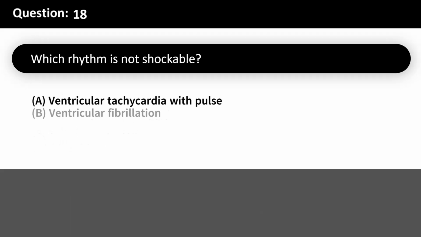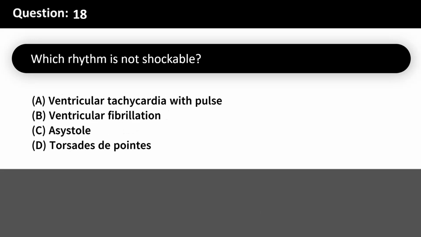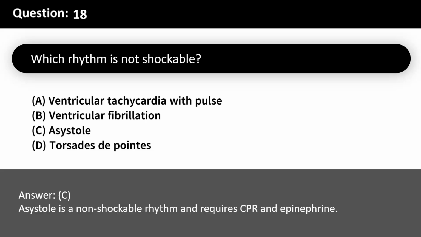Which rhythm is not shockable? A. Ventricular tachycardia with pulse. B. Ventricular fibrillation. C. Asystole. D. Torsades de pointes. Answer, C. Asystole is a non-shockable rhythm and requires CPR and epinephrine.